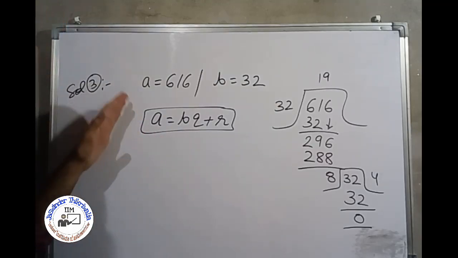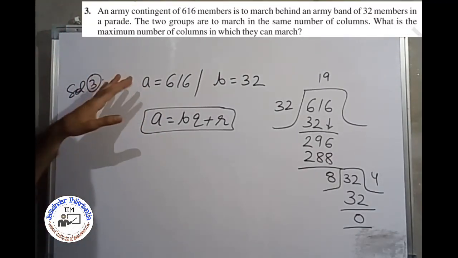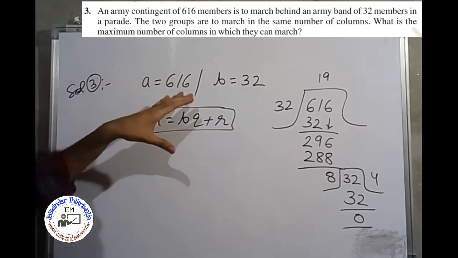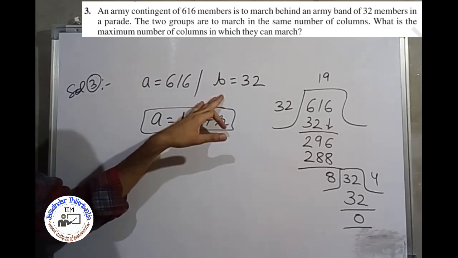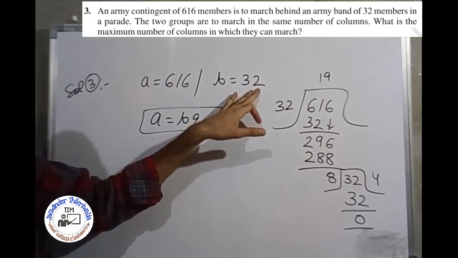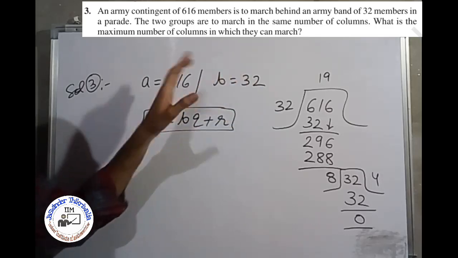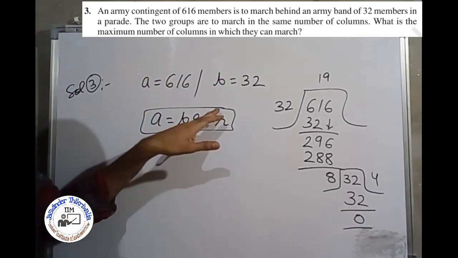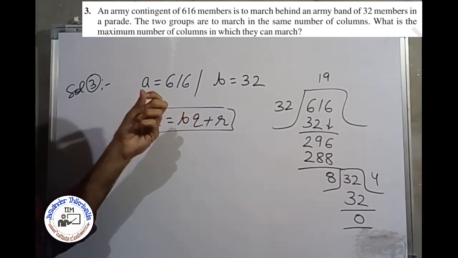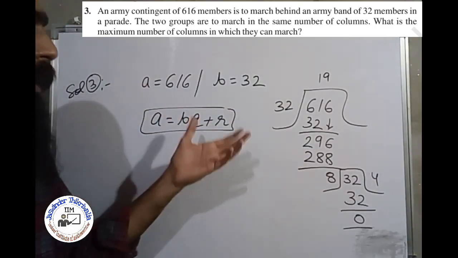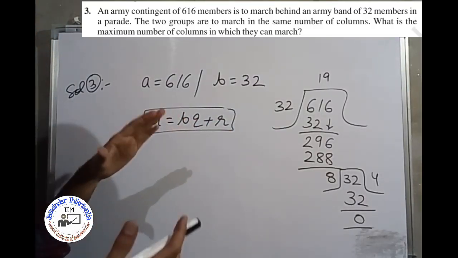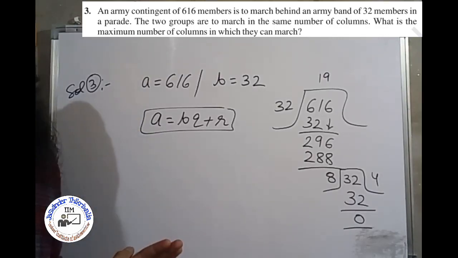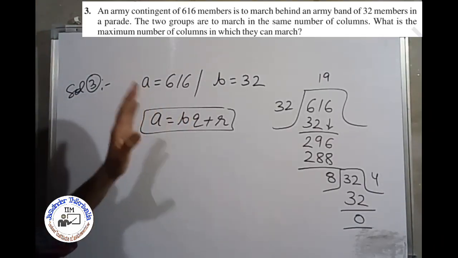Question number 3. In this, read the statement: an army contingent consists of 616 army men that want to march behind a group of band that consists of 32 parade members. So they have to march in two groups. They have to march in such a manner that they want to make columns of army men. They want to divide this into groups, so that we find the maximum number of columns in which they can march properly.